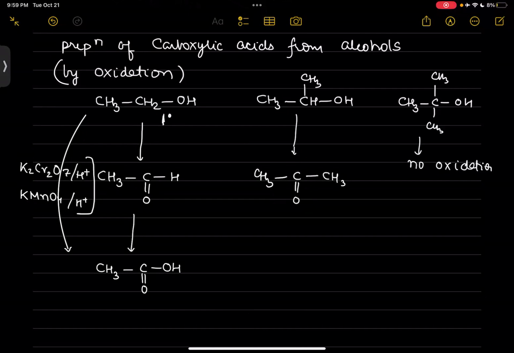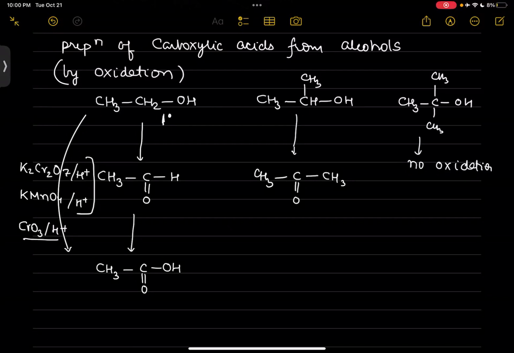What about the next one? Next one, okay, and the K2Cr2O7 is also the other form of CrO3, and this is chromium trioxide in acidic medium. Got it? This is known as Jones reagent. This is also for the alcohol, it is a strong oxidizing agent. Got it?